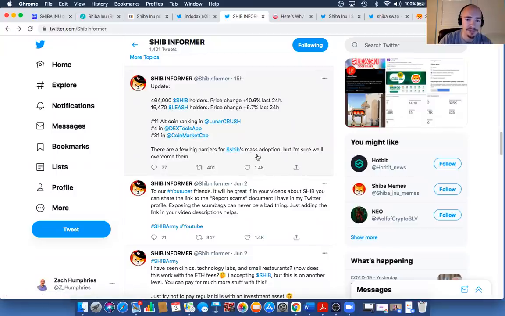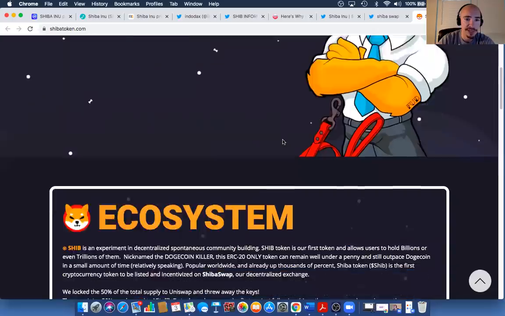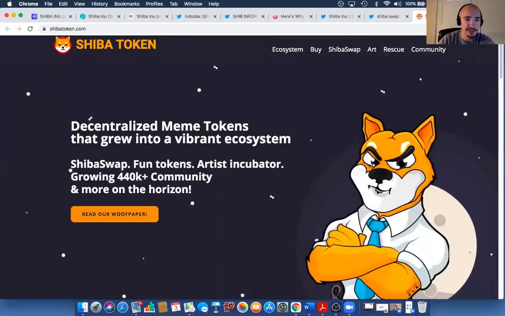There are a few big barriers for SHIB's mass adoption, but SHIB Informer, who apparently works for the SHIB Army, says they will overcome them. So it'll be interesting to see how Bone fits into this mix as well and what role it plays in the ecosystem. So you can buy Leash right now. Along with SHIB, you can buy Leash. Here is the website. So we're seeing decentralized meme tokens that grew into a vibrant ecosystem. Shiba Swap, Fund Tokens, Artist Incubator, growing community, 404K, make that 460K now, and more on the horizon.